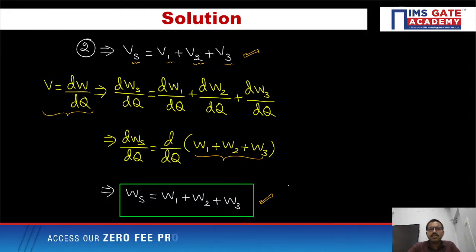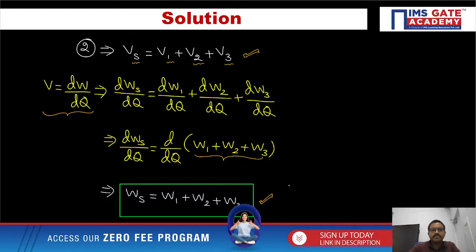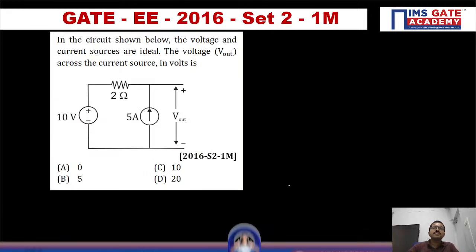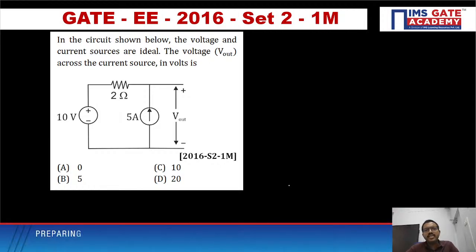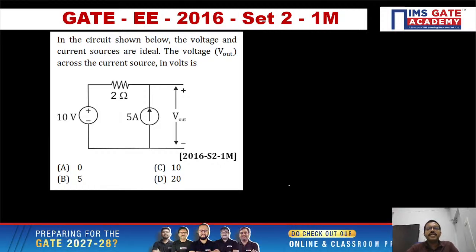KVL obeys the law of conservation of energy. Option B is the correct answer. Yeah, this is an easy question. All of you give it a try. Whatever KVL you have learned currently, try to apply that KVL in this circuit, and what will be the final answer? V out.